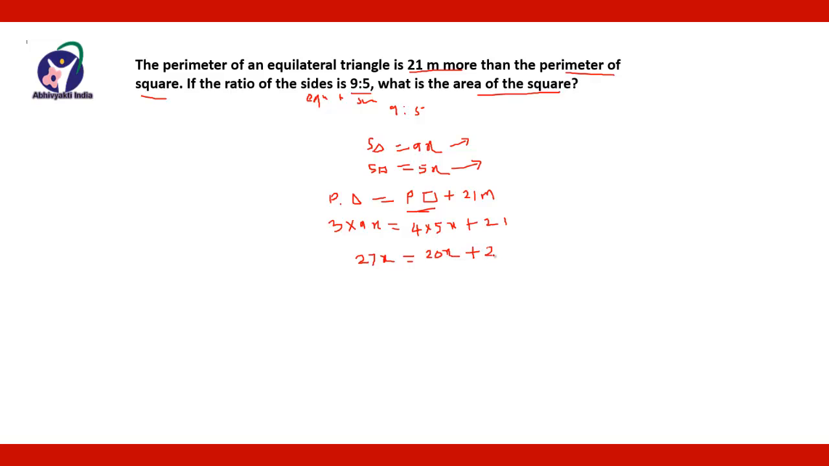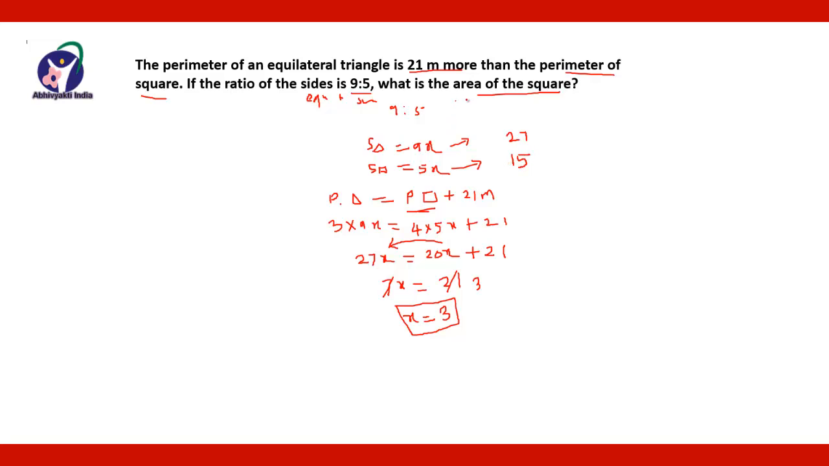Now shift 20x to the other side, so it will be minus 20x, and so 27 minus 20 will be 7x, which is equal to 21. So 7 1s are 7, 7 3s are 21, and therefore x is equal to 3. Since x is equal to 3, the side of the triangle will be 9 3s are 27 meter, and the side of the square will be 5 3s are 15 meter.